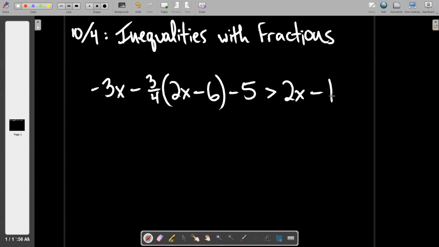So what do we do first? Yeah, and why can we kill that fraction? Because it's on the outside, right? So what are we going to multiply by? And if you do the power play here where you multiply by -4, which I'm not going to do, but if you want to, you can.